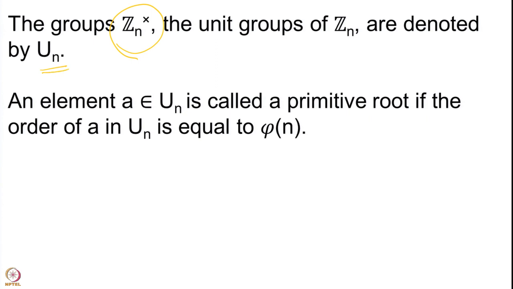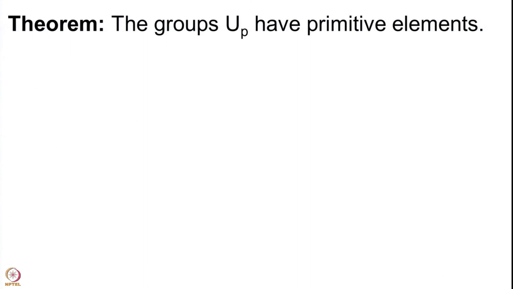There is one thing which we should have noticed, which is that the cardinality of U_n, which is also denoted by this symbol sometimes, is nothing but the Euler phi function evaluated on n. To say that this group is cyclic means to say that there is an element whose order is exactly equal to the order of the group. So, when we show in the next slide that the group U_p has primitive elements, that means we will actually produce one element of order p minus 1.